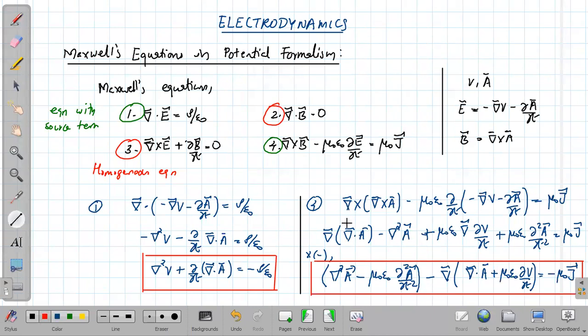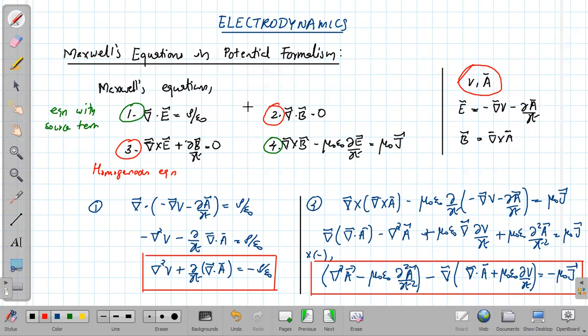So again I will repeat. What we have done today is write the Maxwell's equations in terms of the potentials. We have two potentials, V and A, the potentials in electrodynamics. Usually we write the Maxwell's equations in terms of the electric field and magnetic field. We can write the same equations in terms of V and A as well, because from V and A we can derive the electric field and magnetic field. For that we just have to substitute the expressions for the electric field and magnetic field in Maxwell's equations.